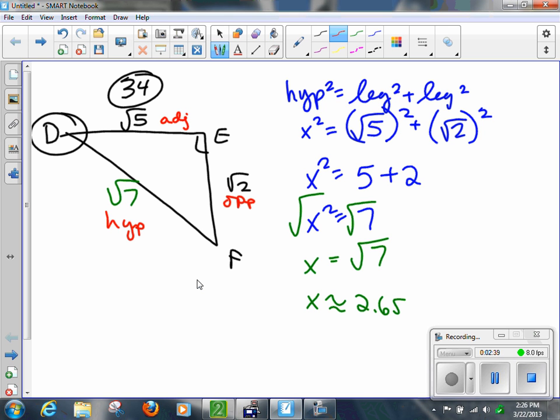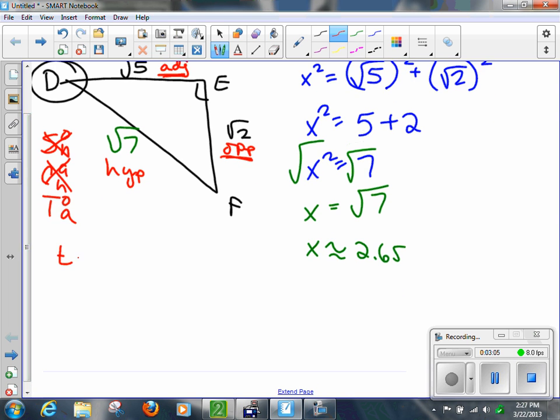What if I would have gotten the square root of 7 wrong? If I get it wrong and I use the hypotenuse to solve for angle D, then I'm going to get angle D wrong. So my suggestion is this. The original information was the opposite and the adjacent, which means I'm going to use which trig ratio? I'm going to use tangent, okay? So I'm going to have tangent of angle D, which is approximately root 2 over root 5.